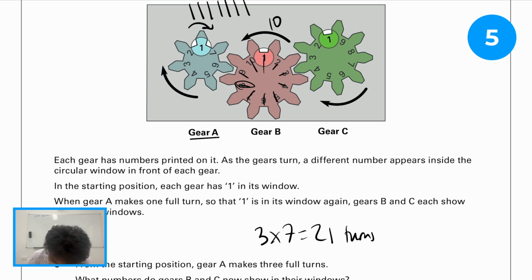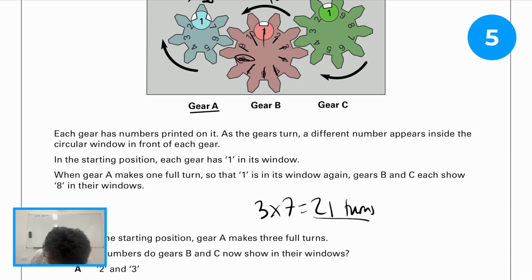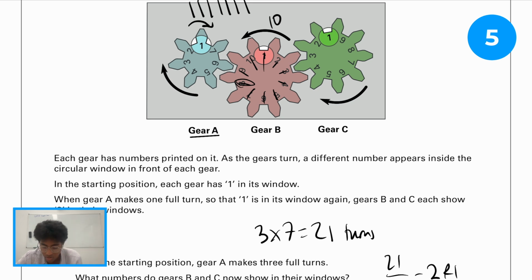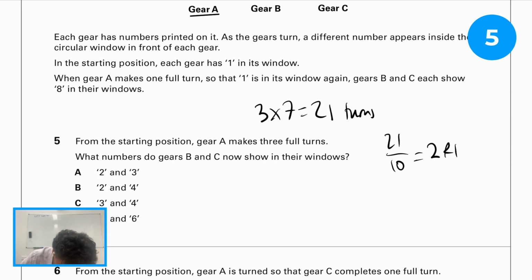So if we do 21 turns, it will repeat itself twice, right? 21 divided by 10, it will repeat itself twice, but there'll be one remainder, which means it will come back to 1 twice, because it will rotate around fully, and then it will be the next number. So it will be 2. Gear B will show 2. That means option C and option D can be eliminated, right? Gear B will show 2.